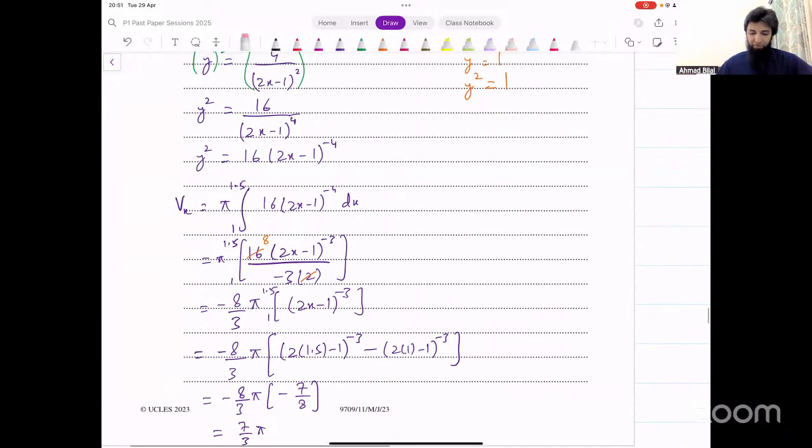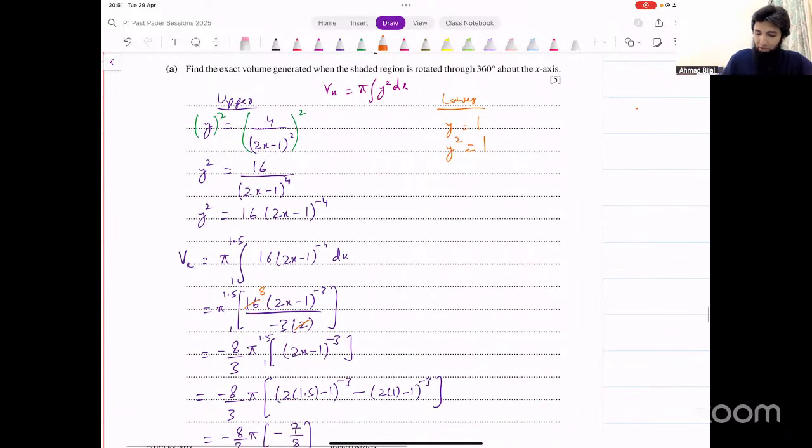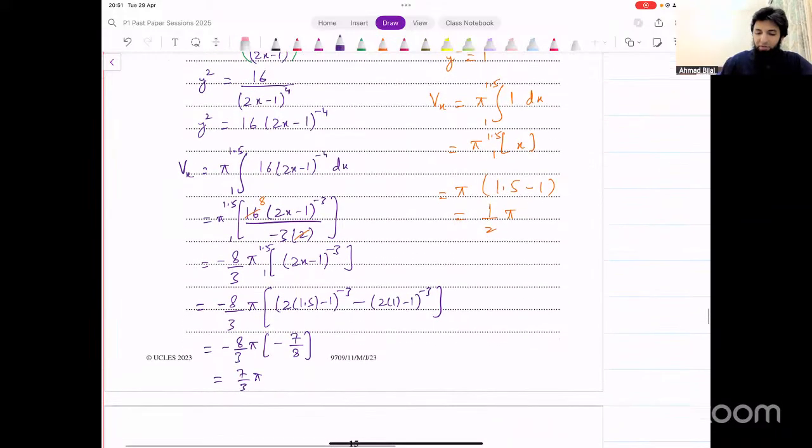Okay, so 7 over 3 pi, that's what we get here. Now, apply the formula on the other one. Pi into integration of 1 with respect to x. Limits are from 1 to 1.5. What does that give us? Integration of 1 with respect to x, that's just going to be x. So 1 to 1.5, input limits, you get pi into 1.5 minus 1, that is 0.5, or 1 over 2 pi.